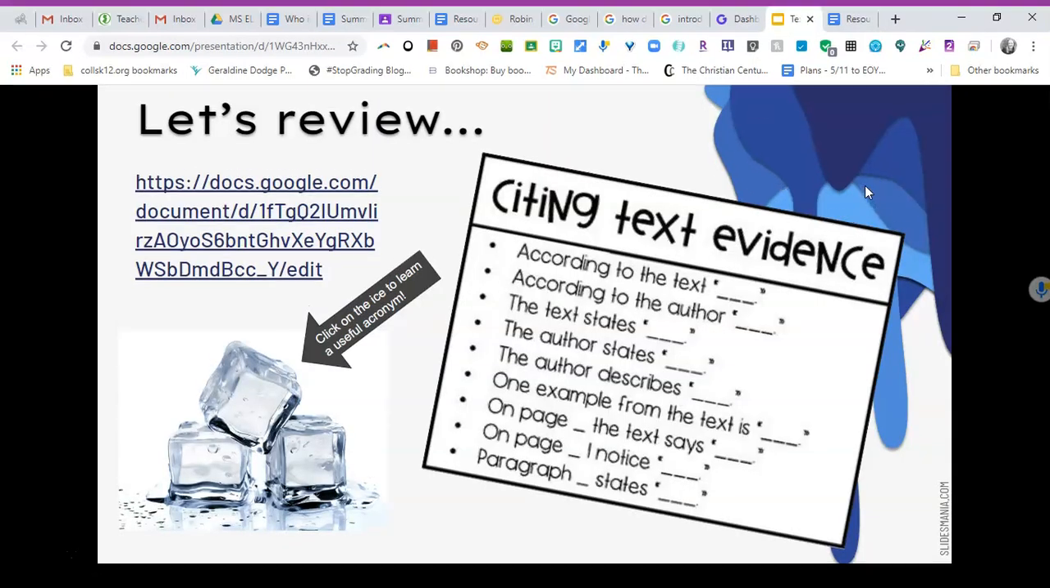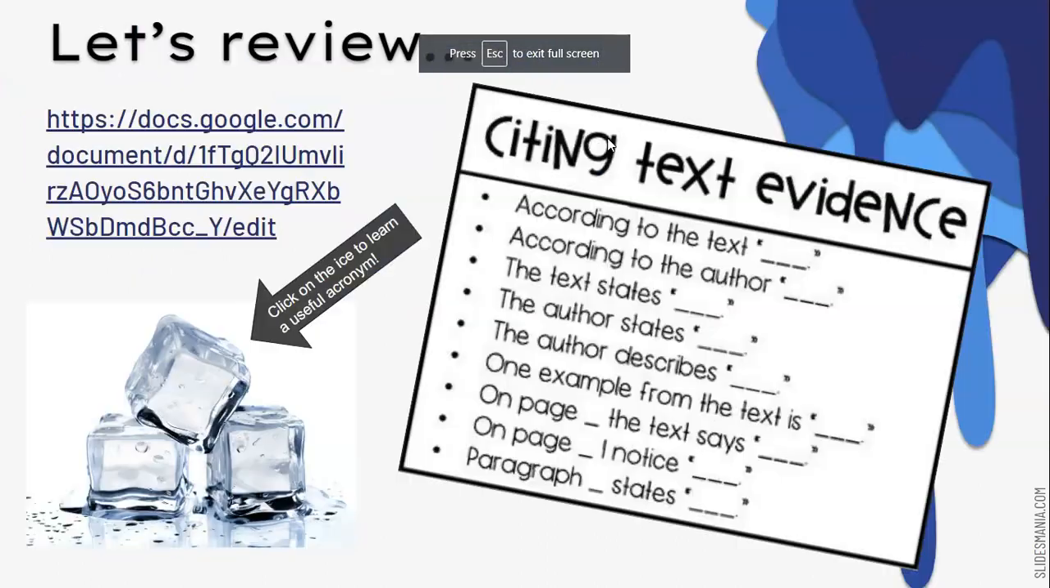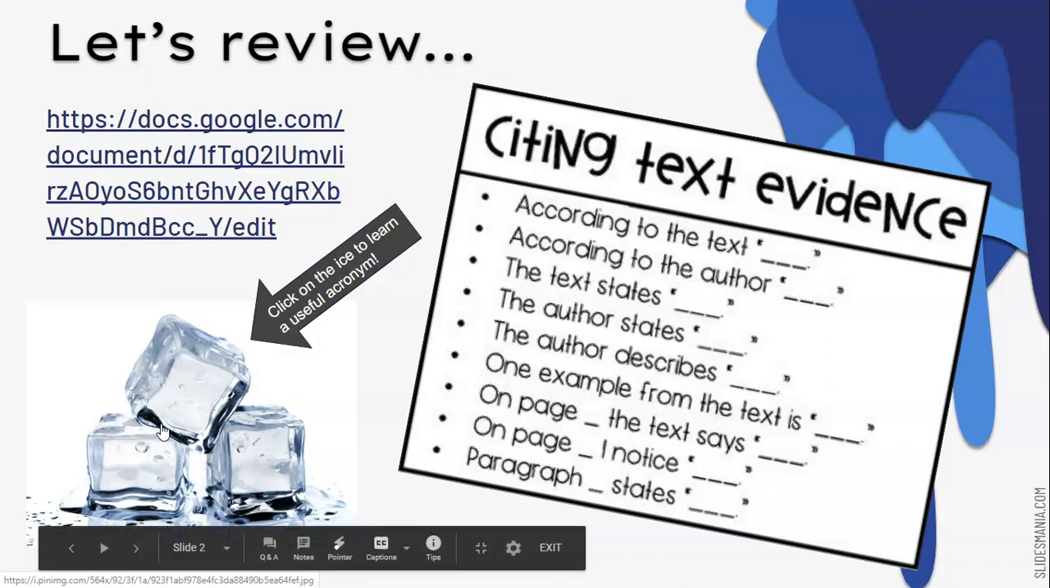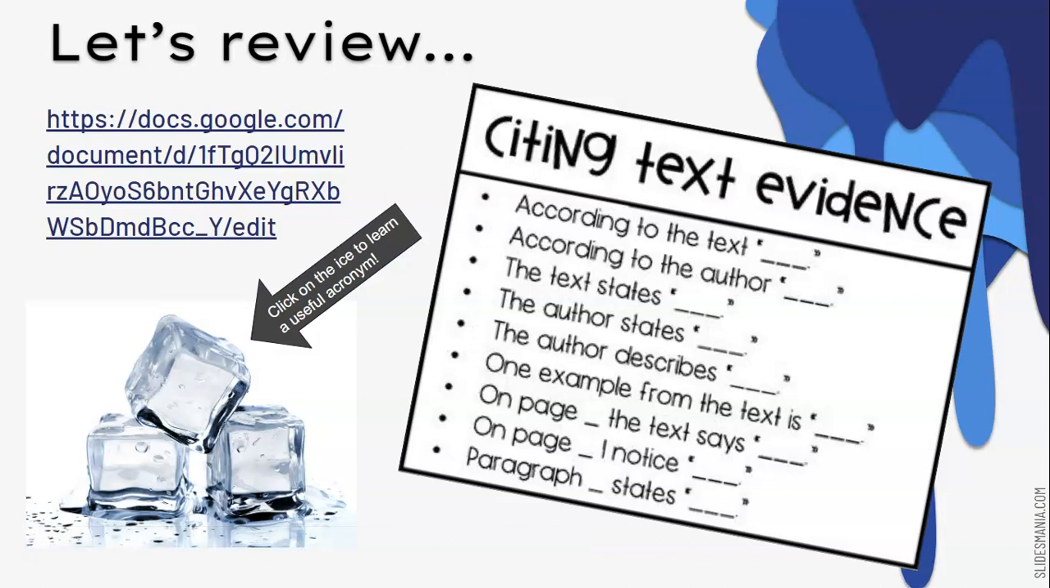So in addition, I've got over here a list of some examples of text evidence, and then over here I've got a clickable link, a picture of some ice cubes. And the reason for that is that there's an acronym you can use to help when you're introducing quotes, and it's the word ICE. And the I stands for introduce, the C stands for cite, and the E stands for explain or elaborate. So that can be really useful when you're trying to make sure your quotes are inserted into your text so that they make sense.